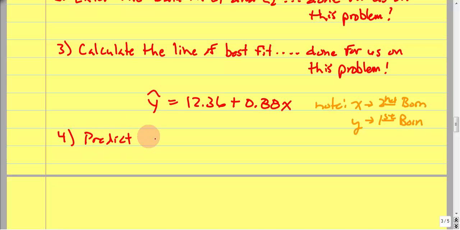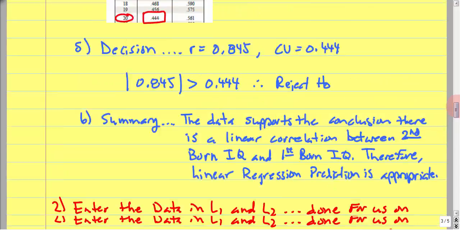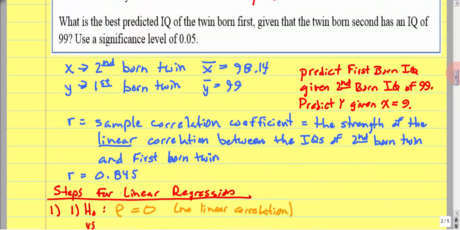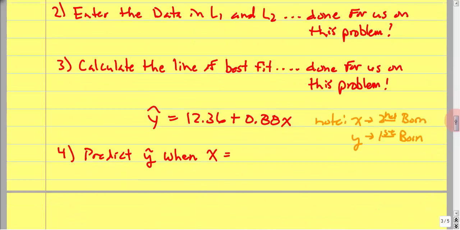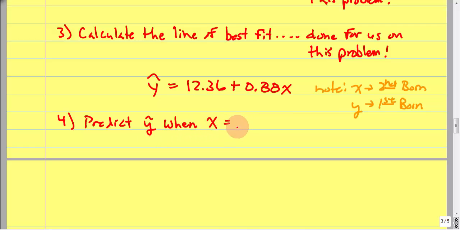So we want to predict y hat when x, in this particular case, was equal to, I think it was 99 or 100. Oh, here it is. Predict the firstborn IQ given the second-born IQ of 99. Predict y when given x equal 99. So this would mean y hat is equal to 12.36 plus 0.88x, where x in this case is 99.